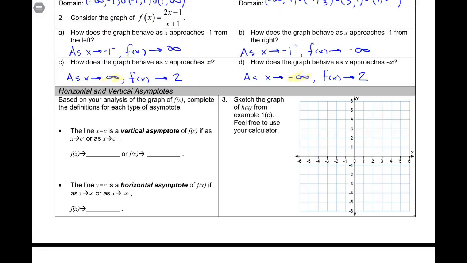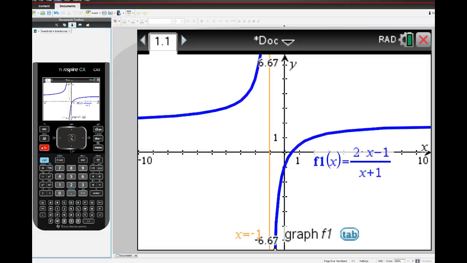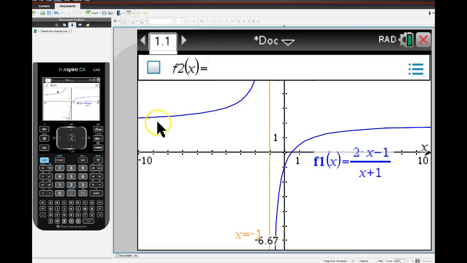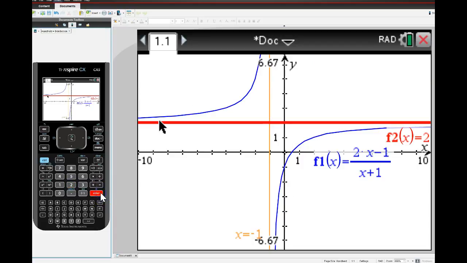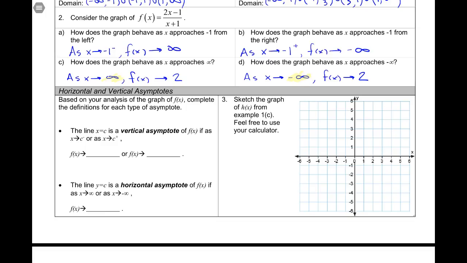Hopefully you can see this. I'm going to graph another function. Menu, graph a function. I'm going to graph just y equals 2. Oh, take a look at that. As x goes towards positive infinity, the blue function graph, the rational function, approaches this y equals 2 line. As x goes towards -infinity, the graph still approaches that y equals 2 line. So that's kind of interesting. All right, let's look back at the notes here and see what we have next.